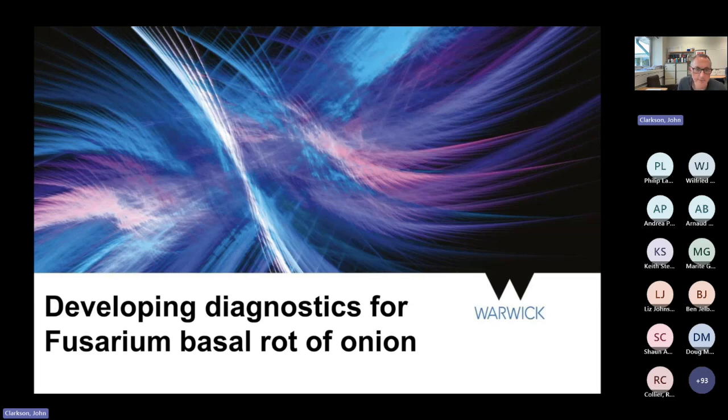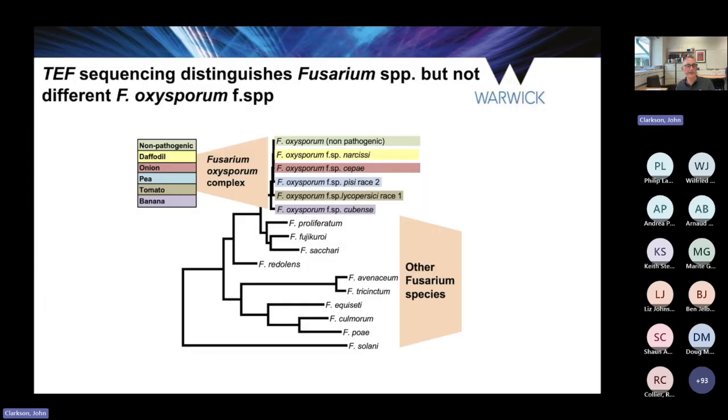Okay, so that's a brief introduction to the two pathogens I'm going to focus on. So I'm going to now talk a bit about how we are developing diagnostics with the example of Fusarium basal rot of onion. So I have to give you a little bit of background on this to give you some idea of how we approach this. So we're talking molecular diagnostics here, and I guess these days it's routine to sequence what we would call a barcoding gene, such as the ITS, or in this case the TEF, the translation elongation factor. It doesn't really matter exactly which gene we're talking about.